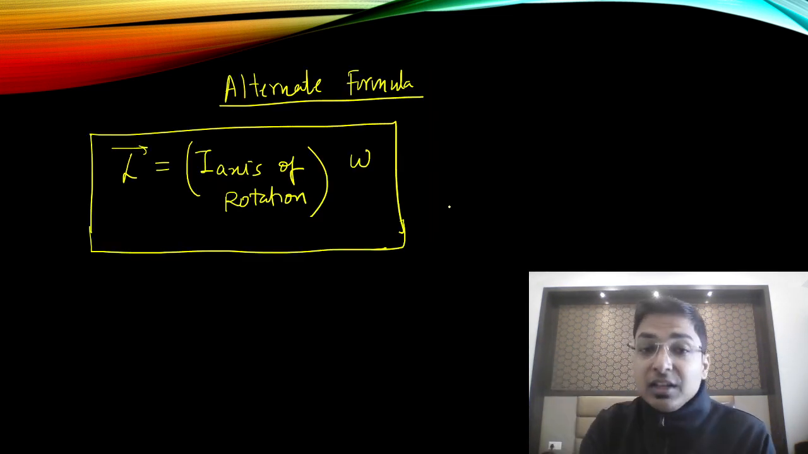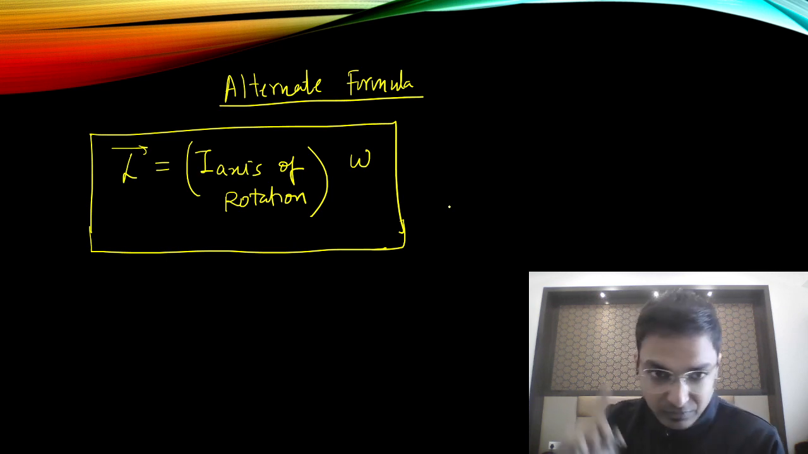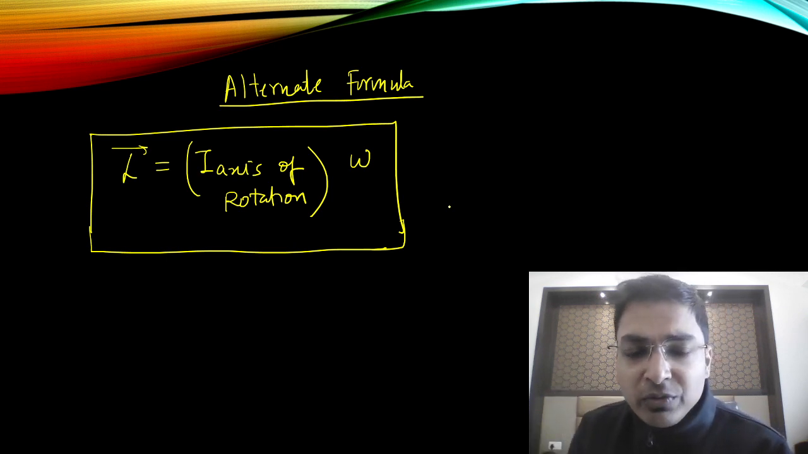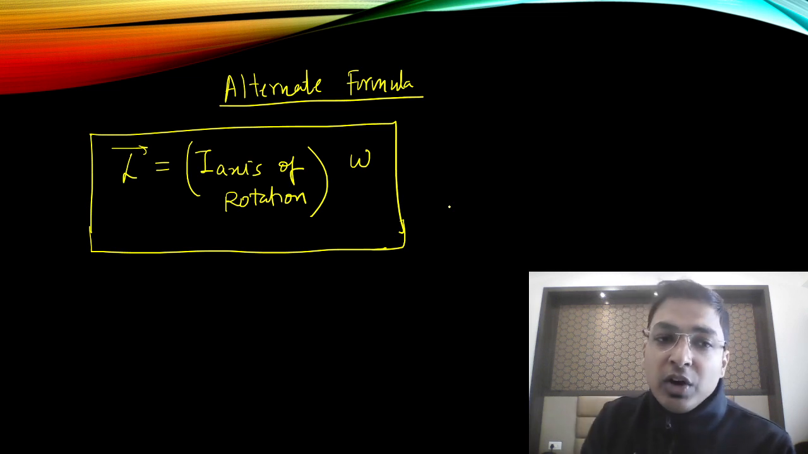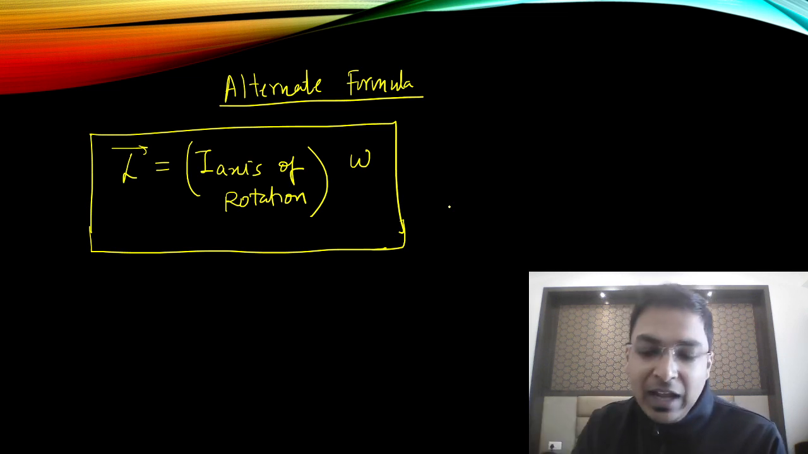Another formula for angular momentum is I about the axis of rotation into omega. If we find the moment of inertia about the axis about which the body is rotating, then we can use this I about axis into omega.